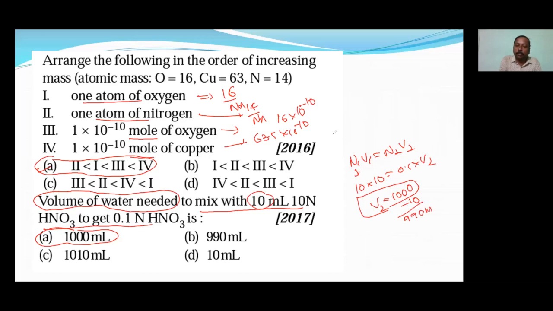Okay. That's why I explained in the one short lecture. That is what the problem is. People don't want to spend more time on the studies. Okay. V2 minus V1 is the water volume. Okay. So the answer will be option B.